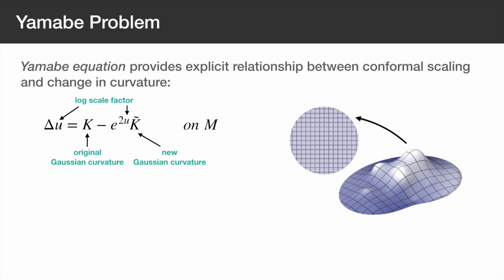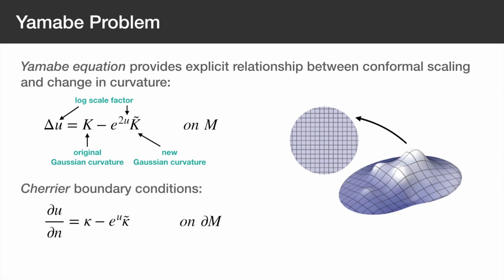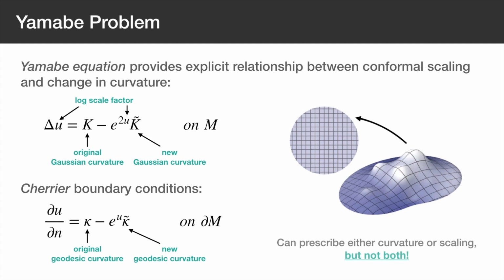and target domain. The boundary conditions for the Yamabe equation were studied by Pascal Cherrier, but for some reason have been omitted in the literature. This equation provides an important missing link, as it also relates the conformal scaling and the associated change in curvature, but this time along the boundary. Together, these two equations tell us that a conformal map is uniquely determined by prescribing either the scaling or the curvature along the boundary, but not both. So, if you know one of these quantities, then solving the Yamabe problem determines the other.